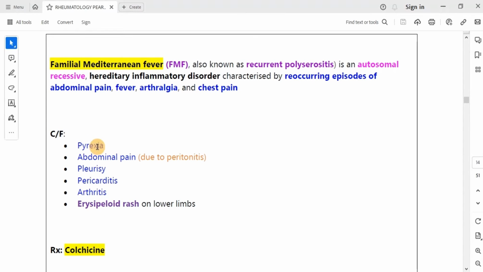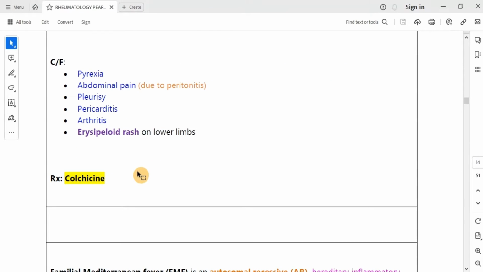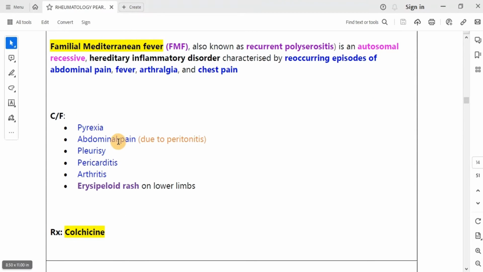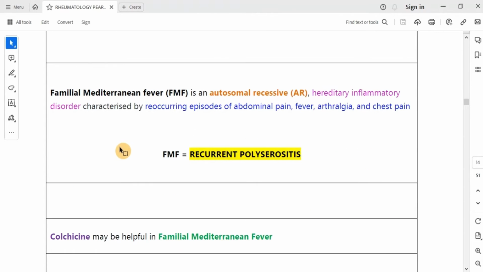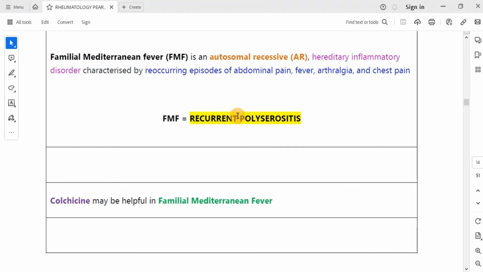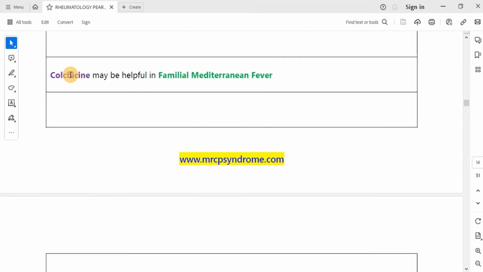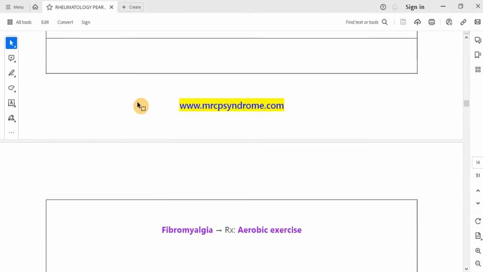Clinical features are pyrexia. Abdominal pain occurs due to peritonitis, inflammation of the peritoneal serous layer, then the pleural layer, pericardial layer, arthritis, and erysipeloid rash on the lower limb. And the choice of treatment is colchicine. So familial Mediterranean fever is an autosomal recessive hereditary inflammatory disorder characterized by recurring episodes of abdominal pain, fever, arthralgia, and chest pain, and this is known as recurrent polyserositis, and colchicine may be given in case of FMF.